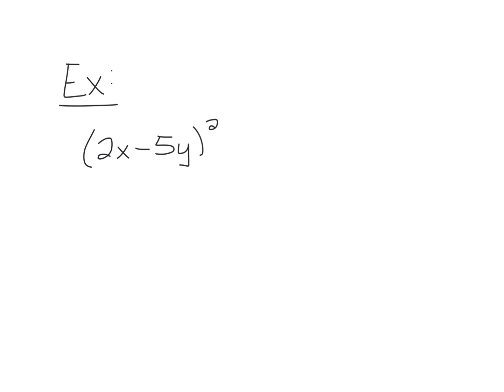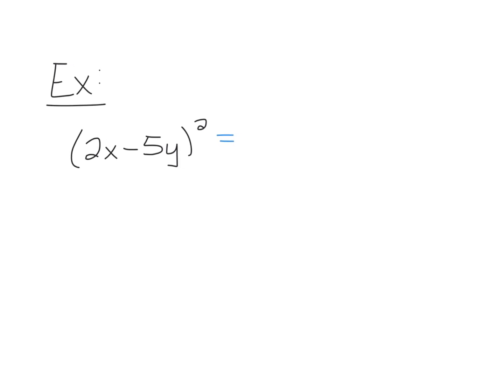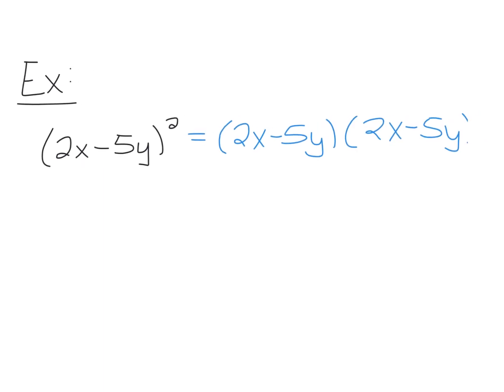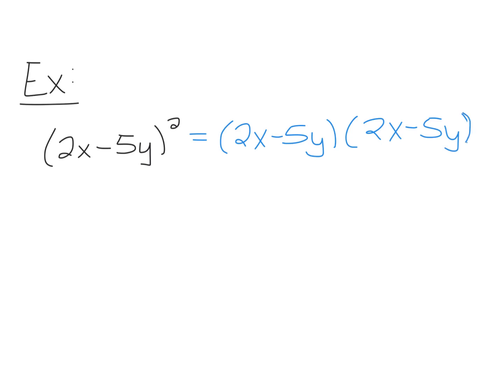Go ahead, try this one. What's the first thing we need to do? Since we see squared, what's the first thing we should do? Yep, rewrite. So we have 2x minus 5y. And then write it one more time, 2x minus 5y. Now we can do what?